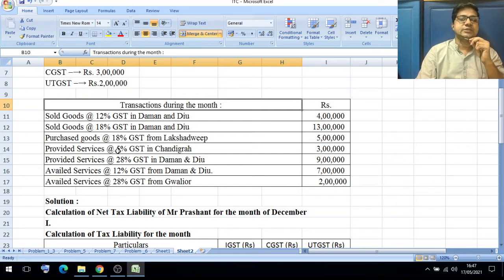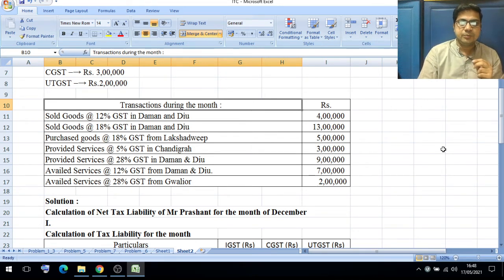Provided services at the rate of 5% GST in Chandigarh, 3 lakhs. Provided services at the rate of 28% GST in Daman and Diu, 9 lakhs. Availed services at the rate of 12% GST from Daman and Diu, 7 lakhs. Availed services at the rate of 28% GST from Gwalior, rupees 2 lakhs.